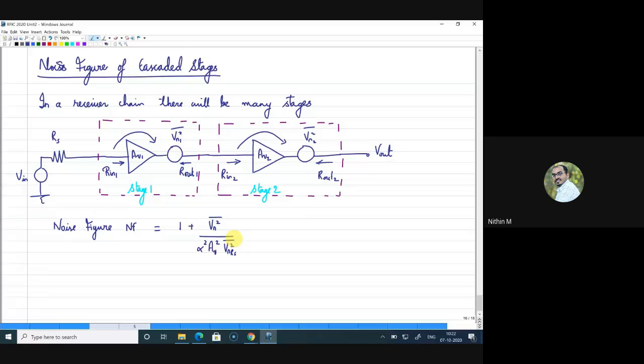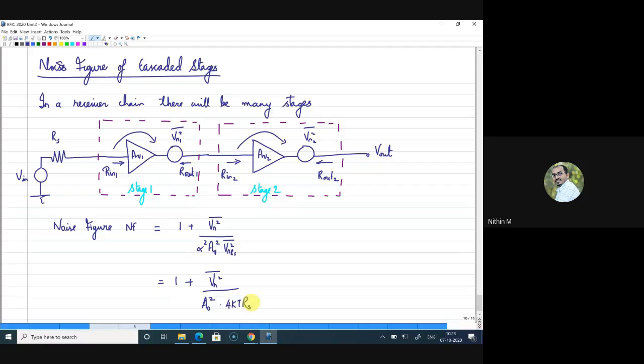So it is 1 plus Vn square bar divided by alpha square AV square into Vn Rs square, or this is also written as 1 plus Vn square bar divided by, combined, A naught square, where alpha AV can be written as A naught, and the other one can be written as 4kT into Rs, because that is the noise of the source resistance Rs. This is how we represented noise figure, right? So we will use the same.